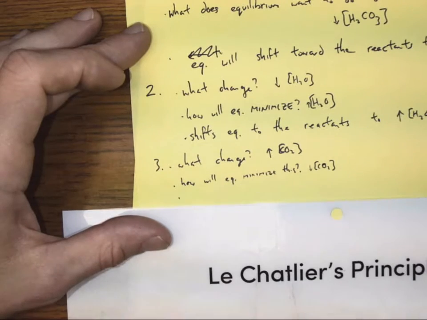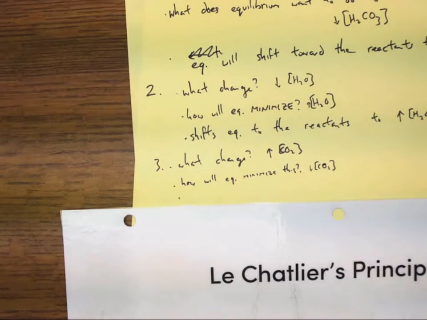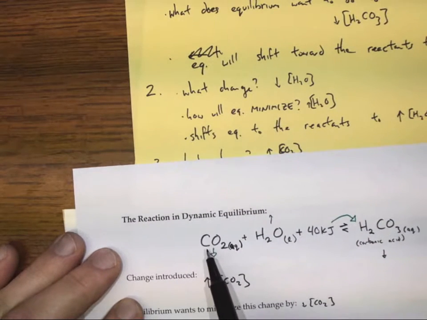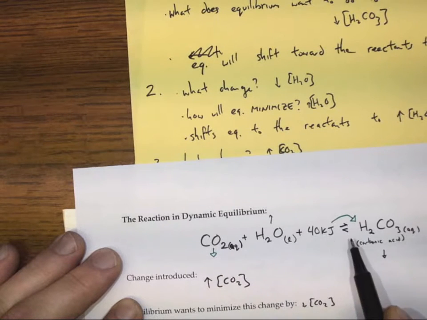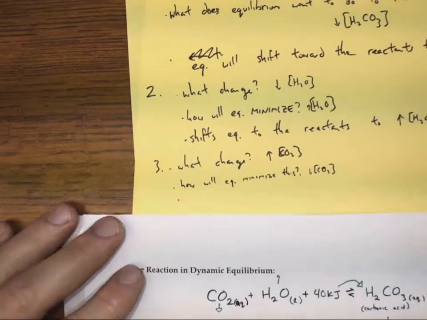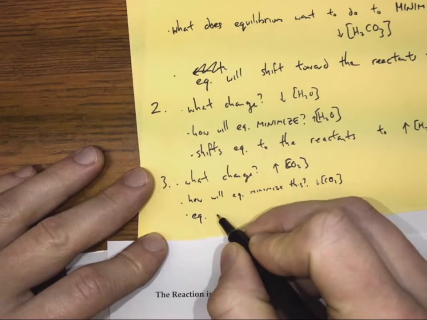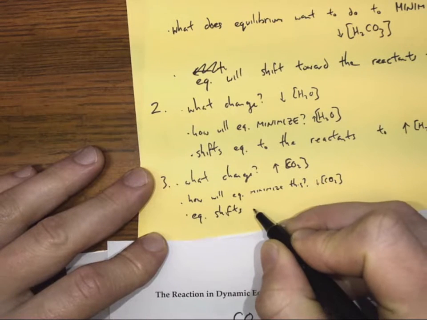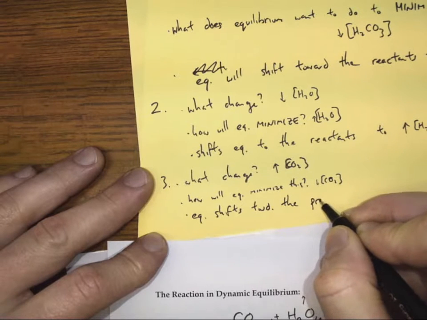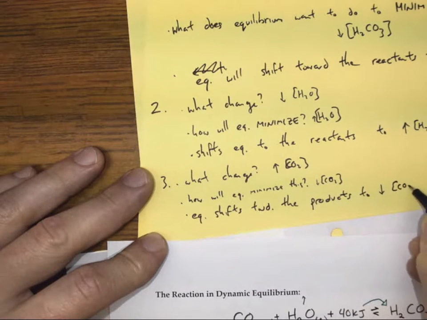And then lastly, how's equilibrium going to shift to make this happen? Well, we want to decrease carbon dioxide, and if I look back at the reaction, I see that carbon dioxide is a reactant. If I want to decrease the amount of this, I've got to shift equilibrium to the products, combining these two together to make some products. So that means equilibrium shifts toward the products to decrease CO2 concentration.